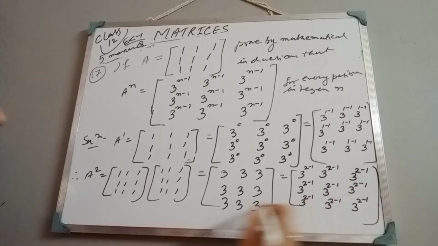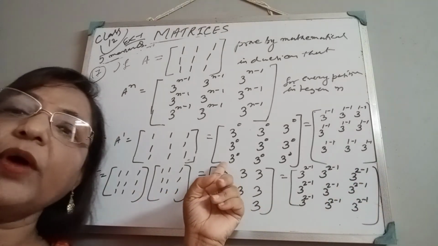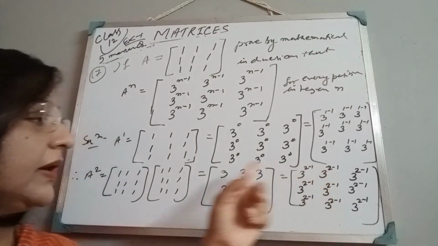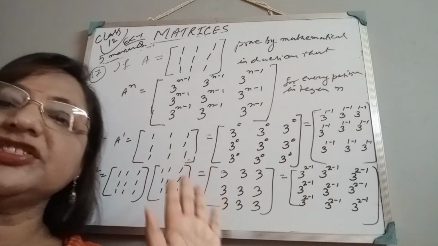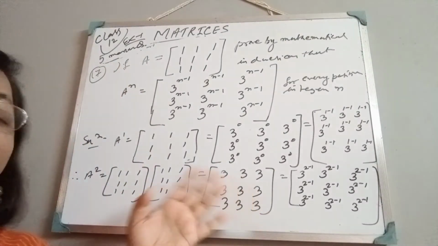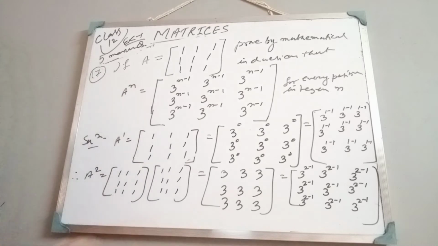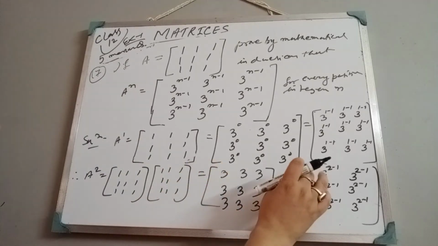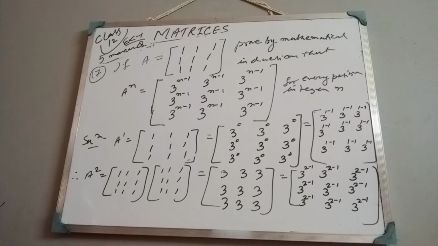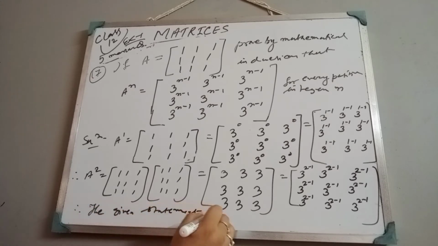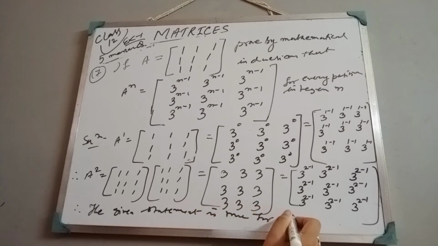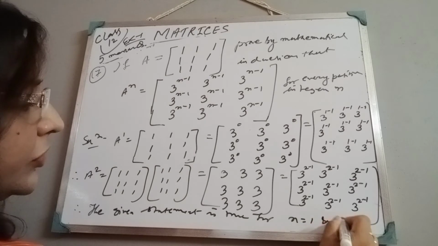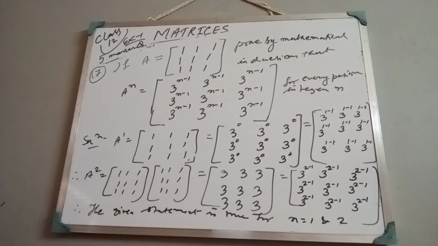Understood this part? 3 to the power 1 is there, and 1 we can write as 2 minus 1. Directly here I have not written 1, but if it is not written, we know we can write this as 1 also. So 3 to the power 1 means 3 to the power 2 minus 1. A square we have written. Therefore the given statement is true for n equal to 1 and 2. Now let us assume that the statement is true for n equal to m.